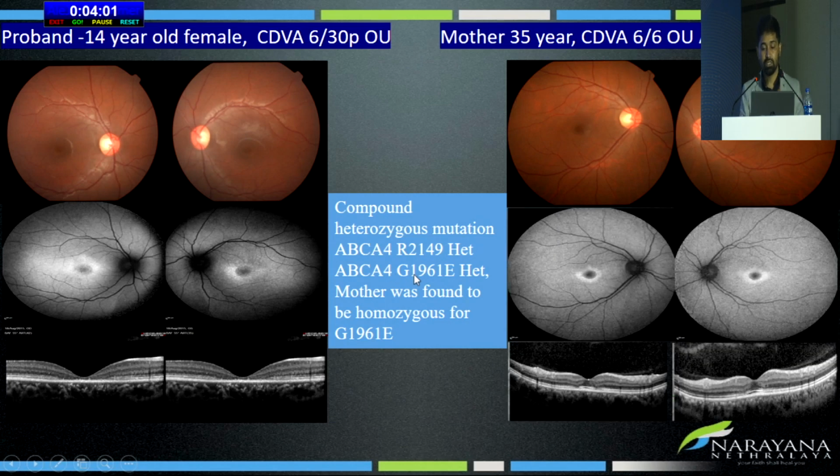When we did the autofluorescence, there were changes in the peripheral region. A ring of hyperautofluorescence was seen. Maybe this is a very mild mutation which is causing mild disease in the mother. The combination of mutations is causing severe disease in the daughter. This is a typical example of the same family, same disease, same gene, but depending on the inheritance pattern and the type of mutation, the clinical features may differ.